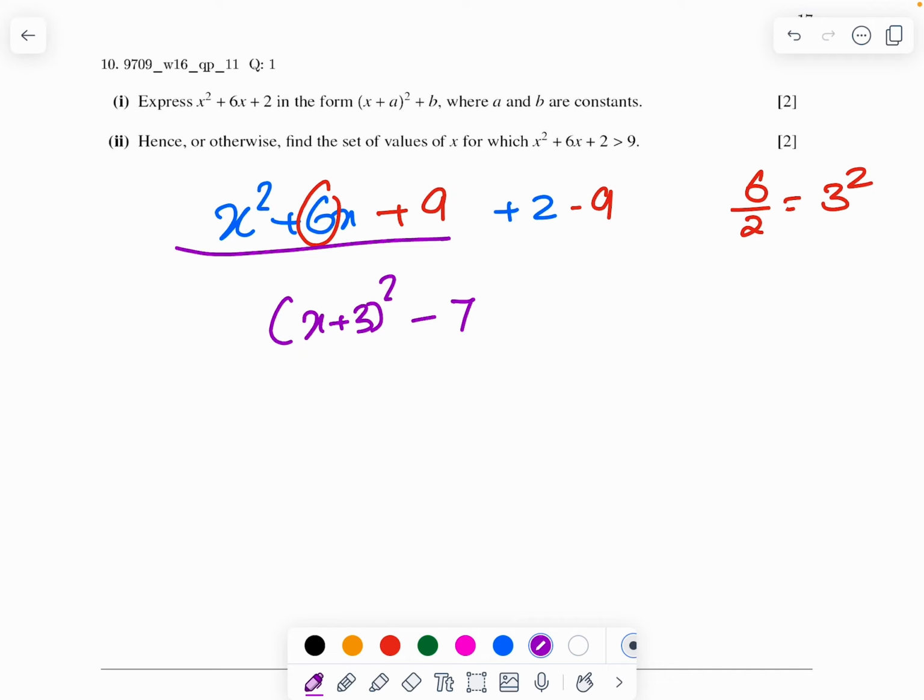Hence or otherwise, find the set of the values. Hence, he's still saying hence. So we can use this one. x square plus 6x, this was part A.